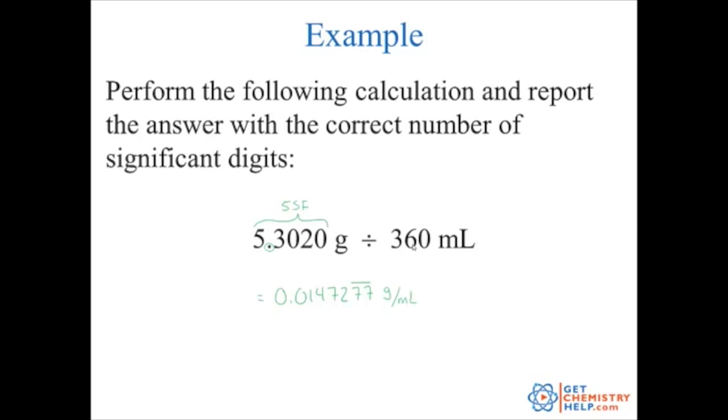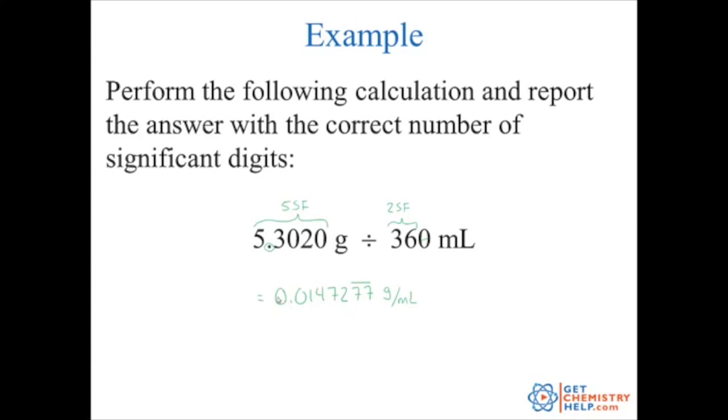How about 360? Well, definitely the 3 and the 6. Again, we just said that trailing zeros are significant if there's a decimal, and there's no decimal here, so that one's not significant. So only the 3 and the 6 are. So this would be 2 significant digits or figures. Okay, so my answer can only be as precise as my least precise measurement that went into it. So obviously the least precise is 2 over here. So this can only go out to 2.